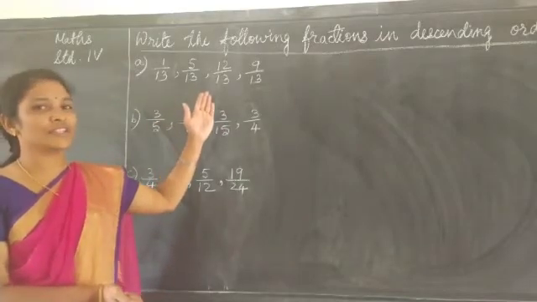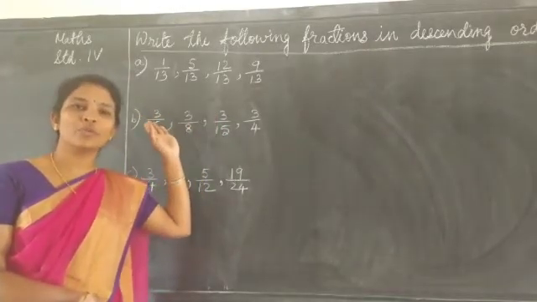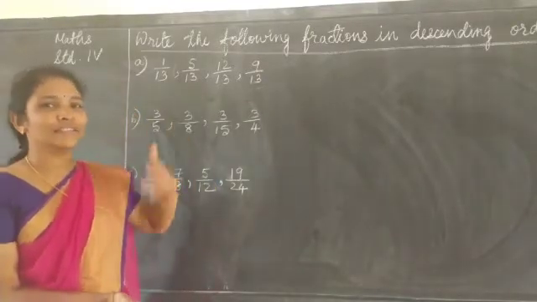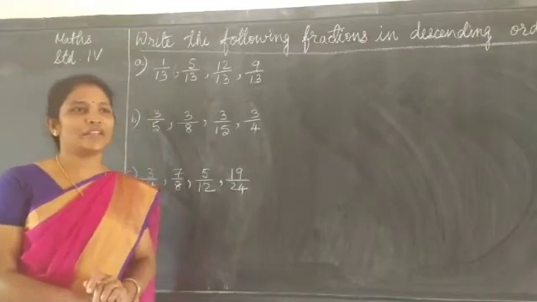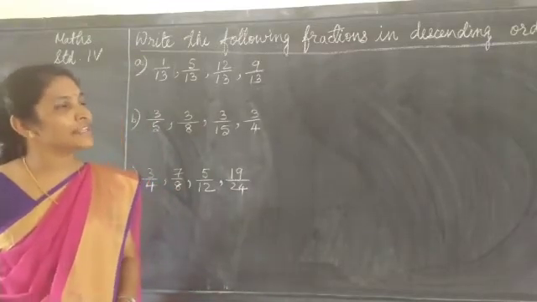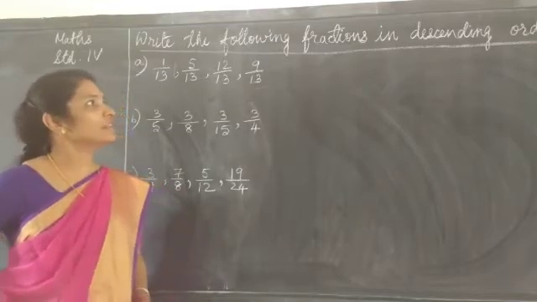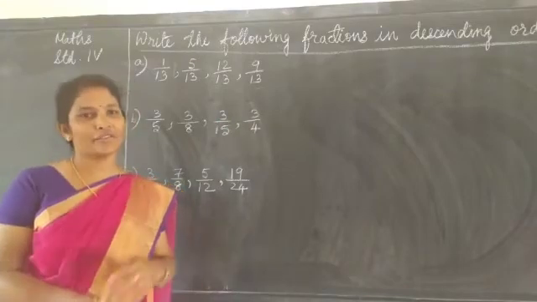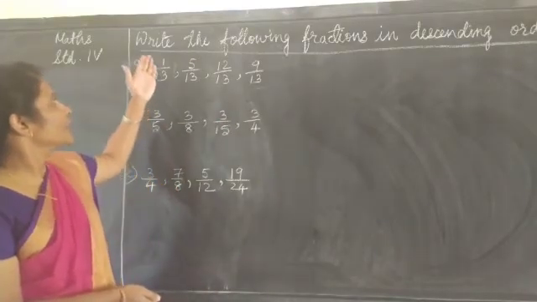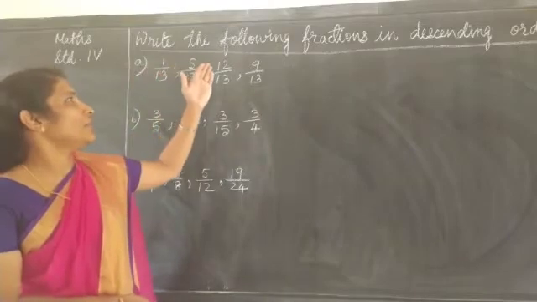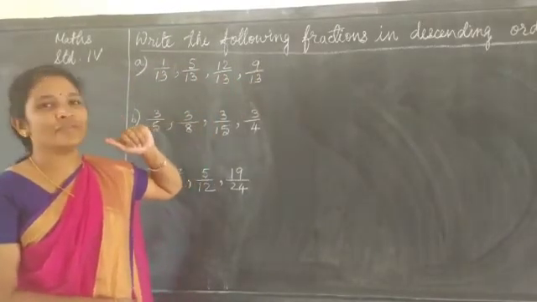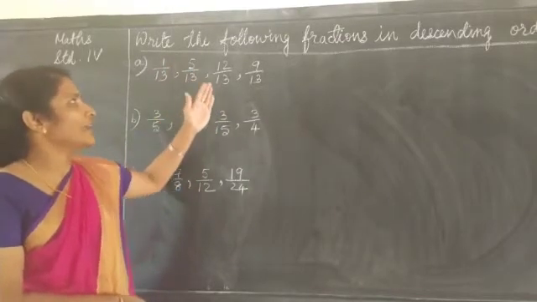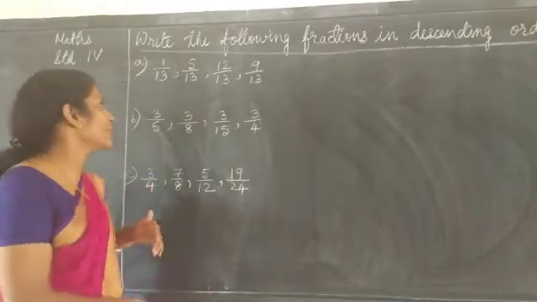If they are like fractions, how can we compare them? Whose numerator is smaller, that will be the smaller fraction. Whose numerator is greater, that will be the greater fraction. So we are going to write them in descending order. So which will be the first fraction to be written? The greatest fraction. So you can see here numerators are 1, 5, 12 and 9. And which is the greatest among them? 12. So which is the greatest fraction? 12 by 13 is the greatest fraction.